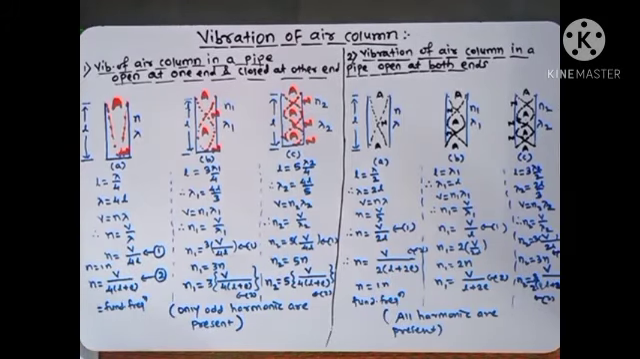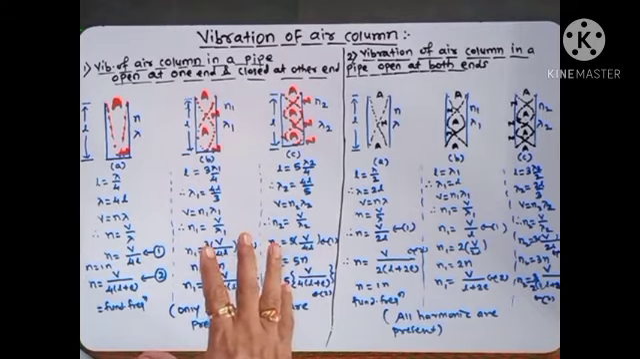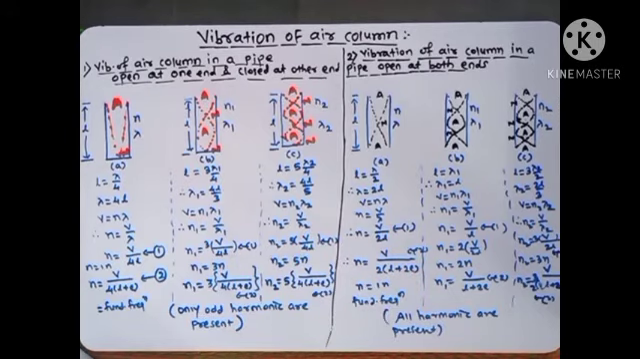And the main difference between these two is that in the case of a pipe open at one end and closed at the other end, only odd harmonics are present. But when the pipe is open at both ends, all harmonics are present. This is all about vibration of air column when the pipe is open at one end and closed at the other end, and vibration of air column when the pipe is open at both ends. I hope you all understand this. Now we consider the next article.